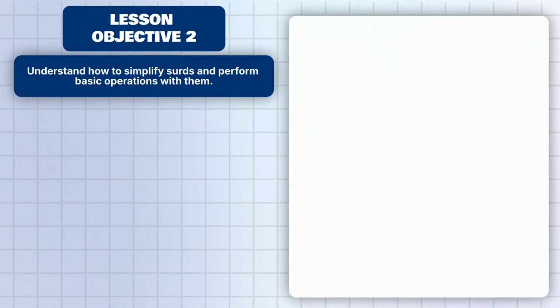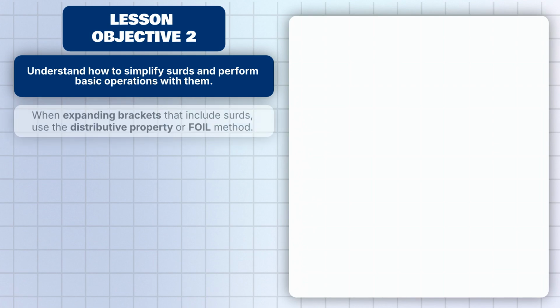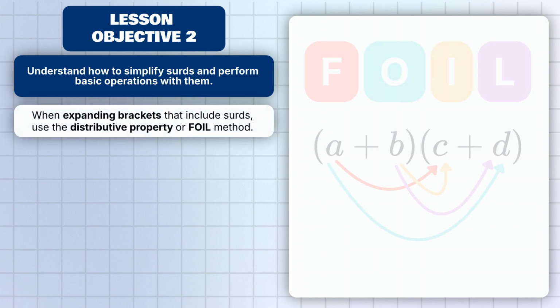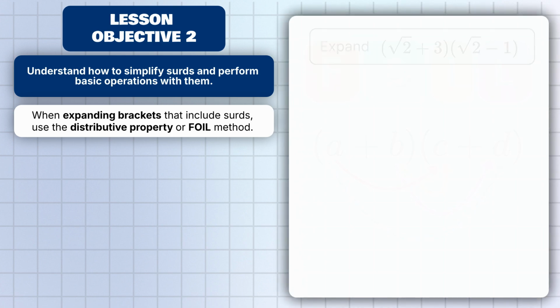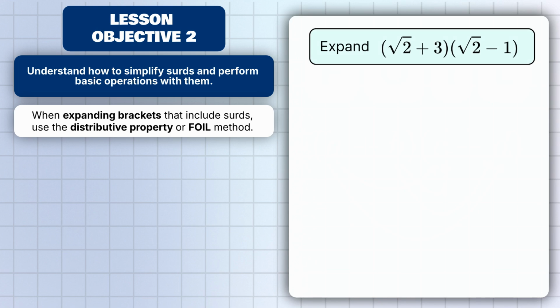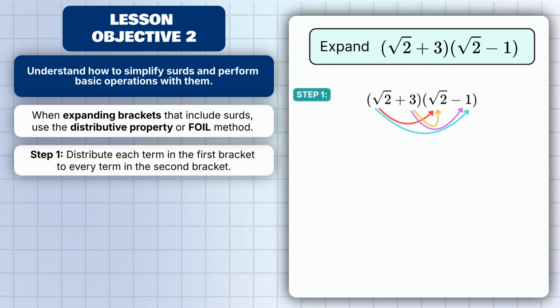Now let's move on to understanding expansion. When expanding brackets that include surds, use the distributive property, also known as the FOIL method, which stands for first, outside, inside, last. Let's try this with an example. Expand this expression. To do this, we follow these steps. Step 1 is to distribute each term in the first bracket to every term in the second bracket. See the expansion on screen in the order of first, outside, inside, and last.